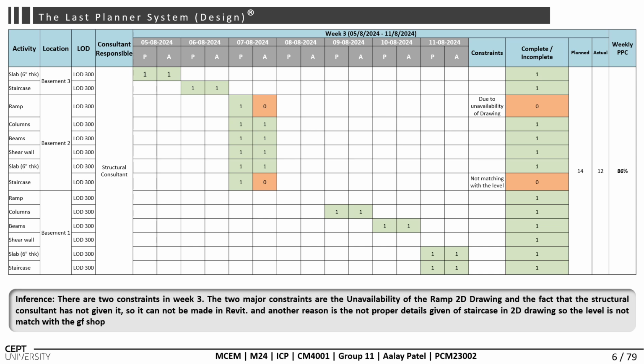The table not only captured the progress of scheduled activities but also provided a clear understanding of the challenges faced, enabling proactive measures to avoid similar issues that could impact the project.